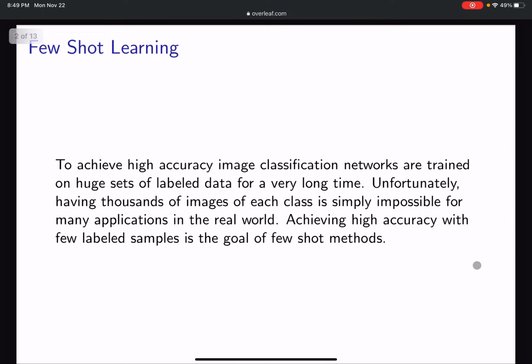To achieve high accuracy, image classification networks are trained on huge sets of labeled data for a really long time. Unfortunately, having thousands of images of each class is simply impossible for many applications in the real world. Achieving high accuracy with few labeled samples is the goal of few-shot methods.